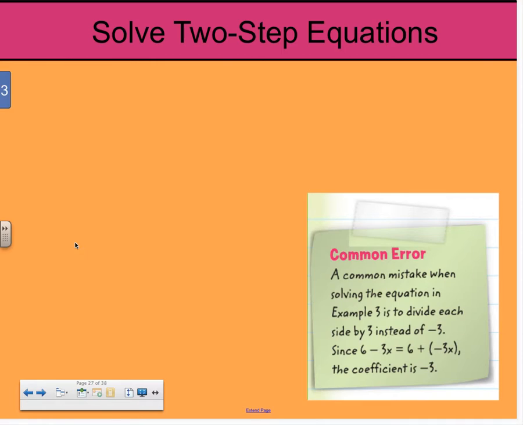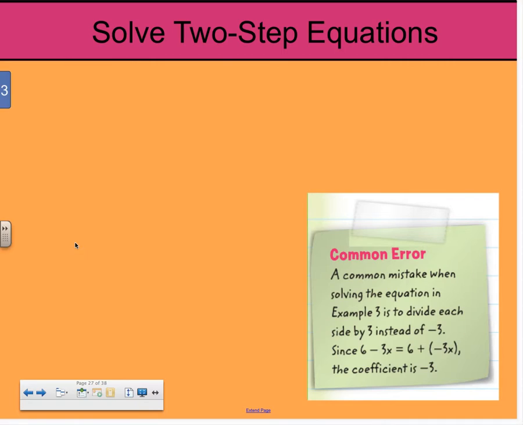Okay, we have successfully done two types of two-step equations. The first one was fairly basic. The second one, they threw in coefficients that were fractions. So we had to either divide by a fraction or use the reciprocal, or what we call the multiplicative inverse.